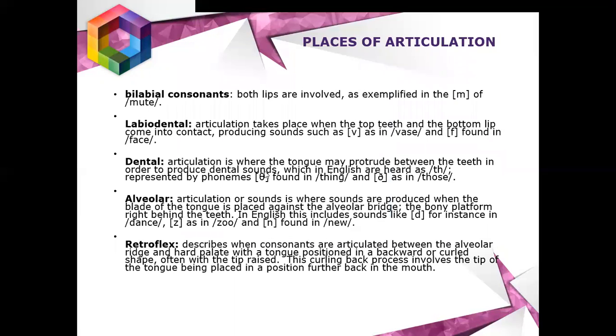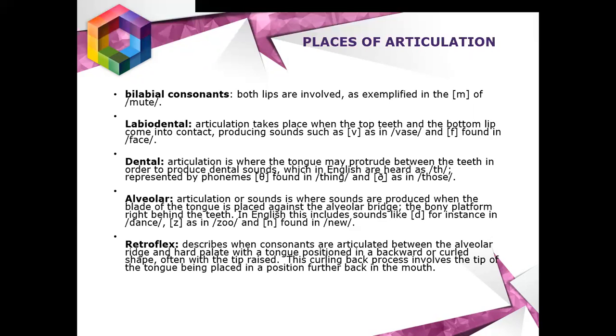Then we have the places of articulation. We have the bilabial consonants. I already explained this to you. Both lips are involved, as in m, for example, mute. Then we have labiodental, when the top teeth and the bottom lip come into contact, producing sounds. For example, v for vase, f in face.